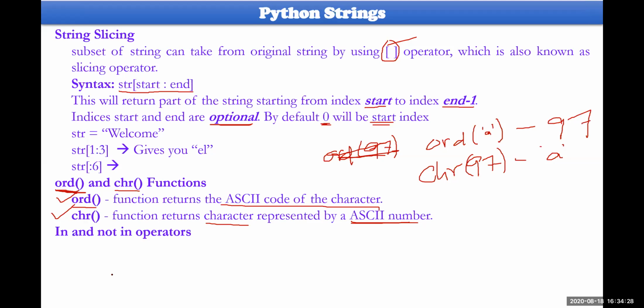Okay, then followed by the in and not in operators. We haven't discussed them in the previous sessions as far as operators are concerned, so now we would like to discuss them. In and not in, these two provide Boolean values as output. They take characters or strings as input, but provide Boolean values as output.